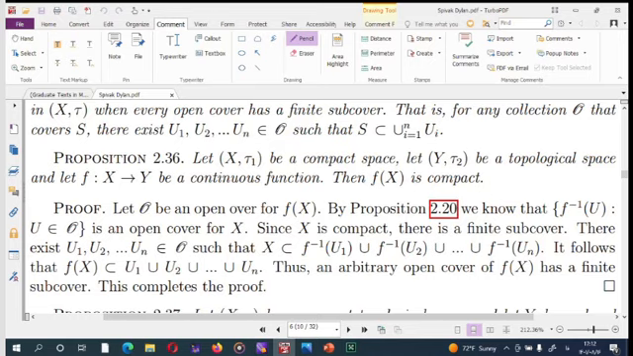Then f of X is compact. Okay, f of X is compact. So that we can say continuous functions map a compact set to a compact set.